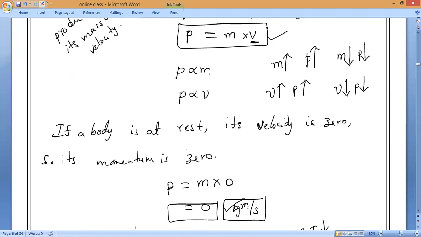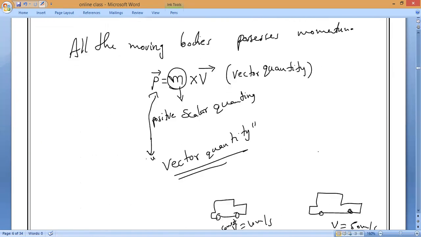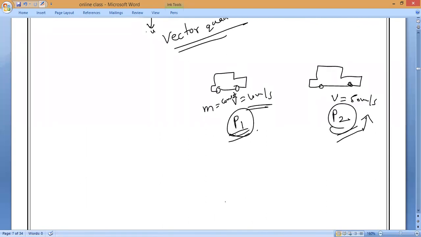Both are directly proportional to each other, so when mass increases, momentum increases; mass decreases, momentum decreases; velocity increases, momentum increases; velocity decreases, momentum decreases. Please note it down till here. That is why we say momentum depends on both mass and velocity. Is momentum a vector or scalar quantity? It is a vector quantity. You have to remember it.